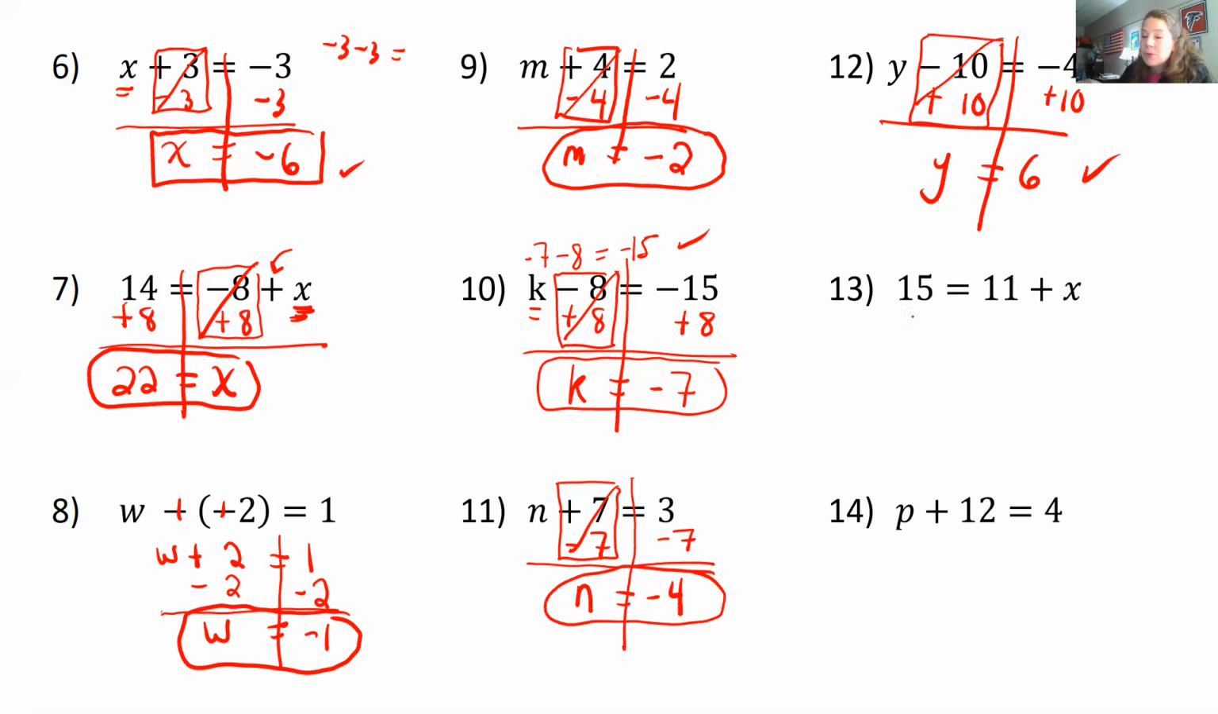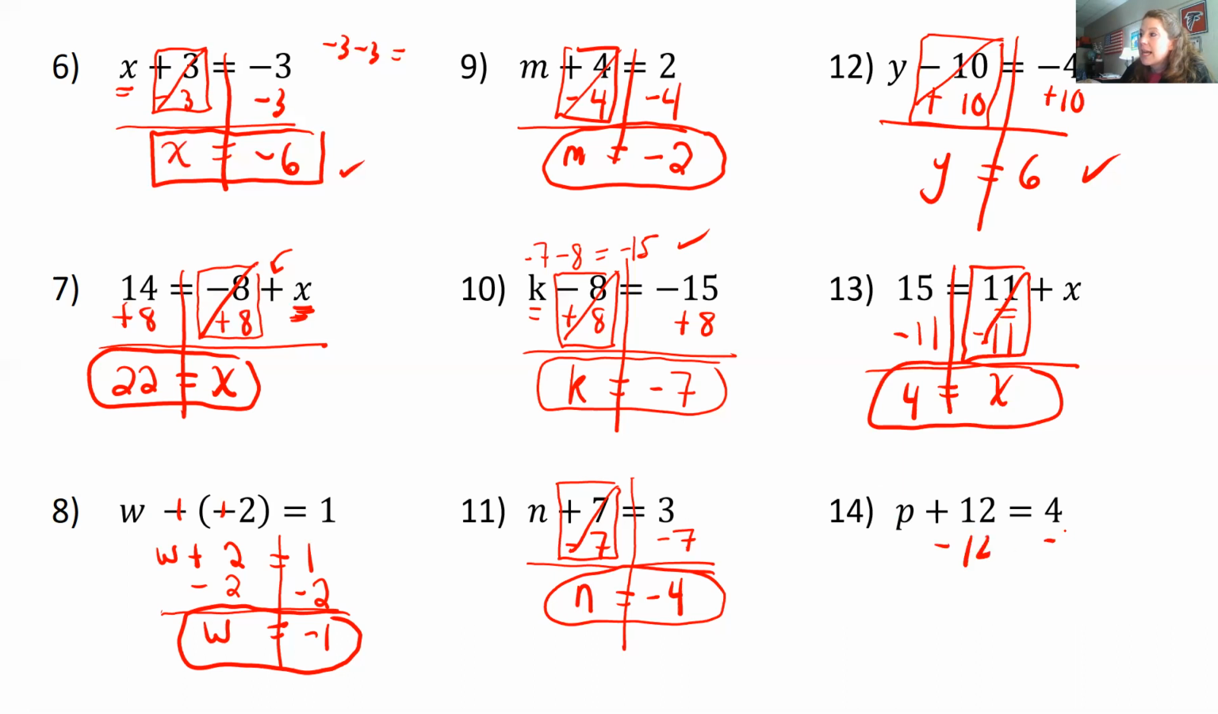Number 13, are we moving the 15? No, because the 15 is not on the side with the variable. We're moving our 11. How do we get rid of a +11? We are going to subtract 11. We got to write everything twice. So this is gone. We bring down our X equals 15 minus 11 is +4.